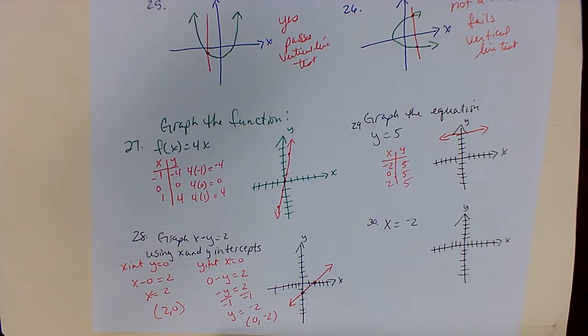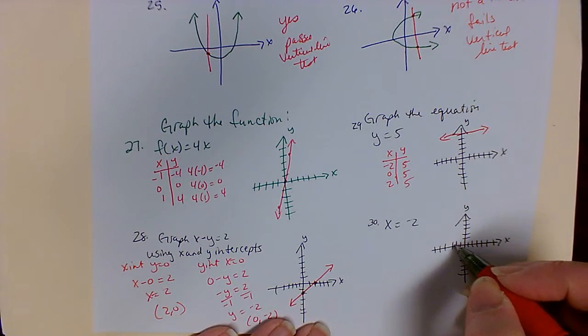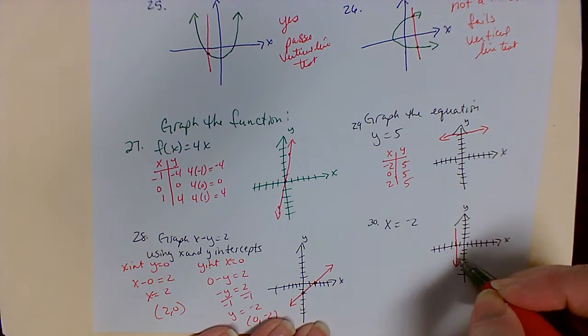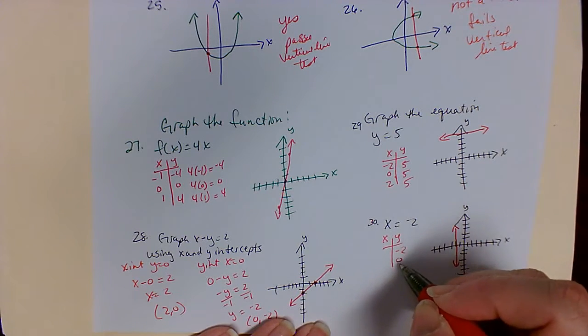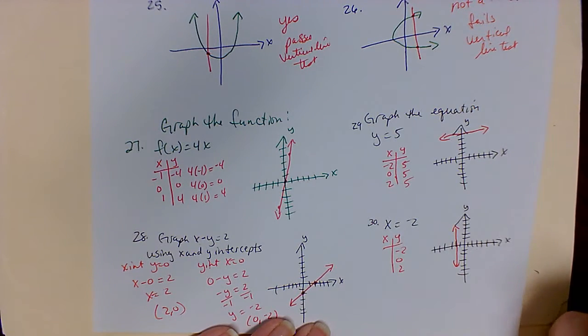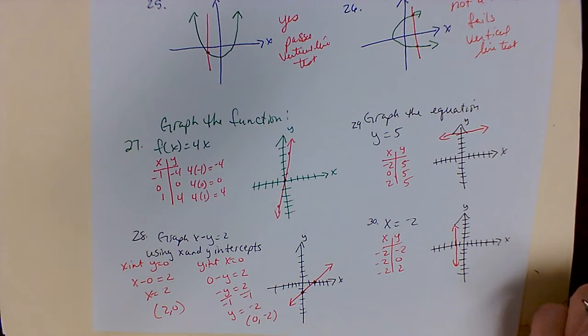And then the last one we're looking at is x equal to -2. So it's going to go right through here. Because again, if we had a t-chart, and no matter what we put in for y, we're always going to get -2 for our x value.